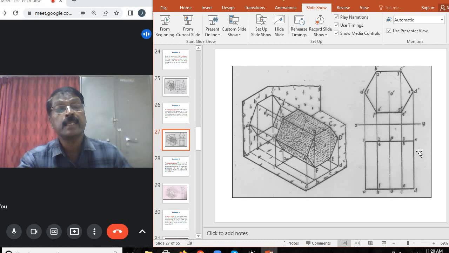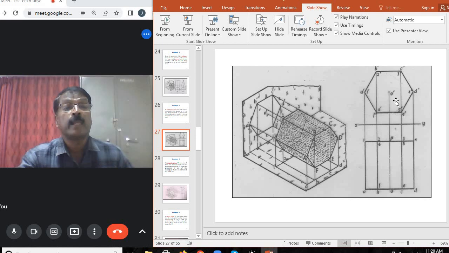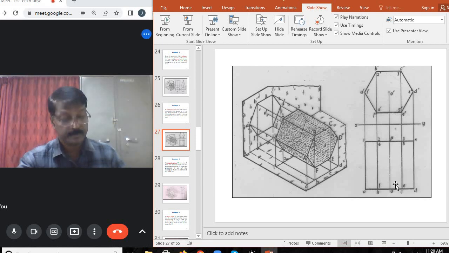Then the axis length is given. For that length you complete the top view. So the front view looks like a hexagon, and the top view looks like a combination of three rectangles with an axis.